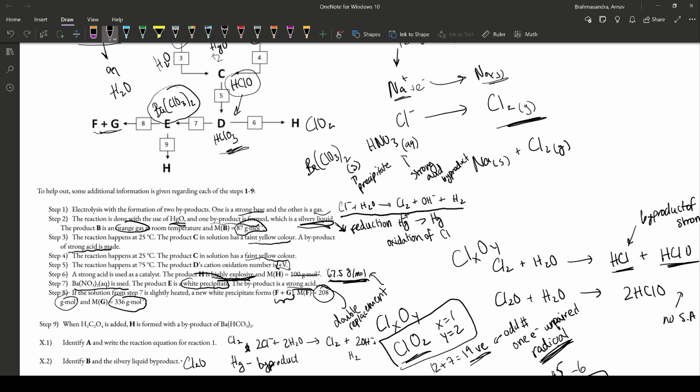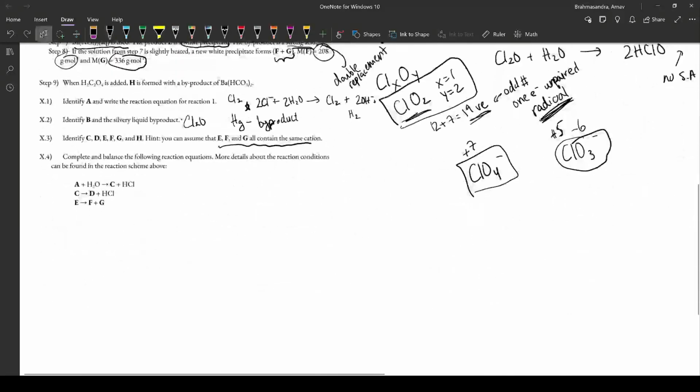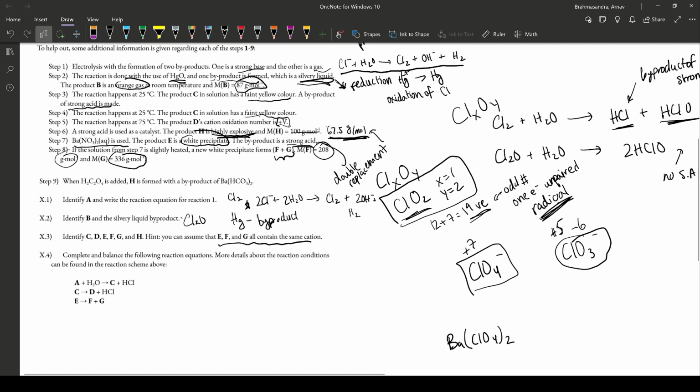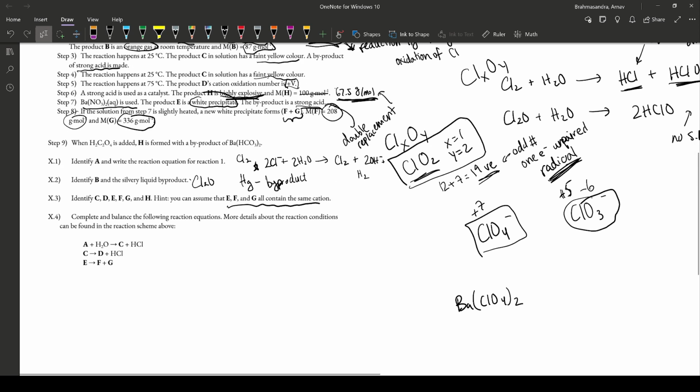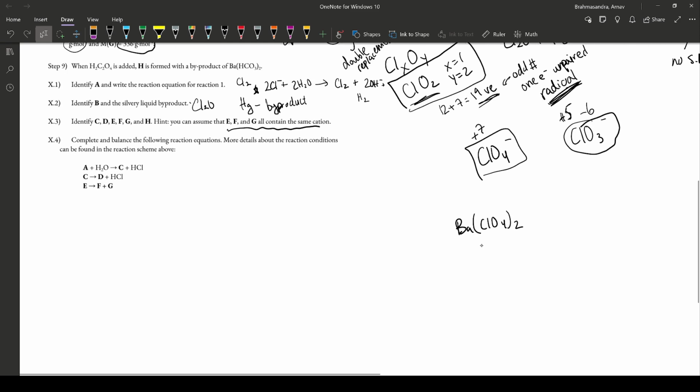So in the synthesis, what we're going to guess is that one of the compounds formed is Ba(ClO4)2. Our perchlorate compound is going to be formed. That's our guess, and we can check this with our molar masses. The molar mass of G is 336 grams per mole, and barium perchlorate is also 336 grams per mole. So this is what G is.